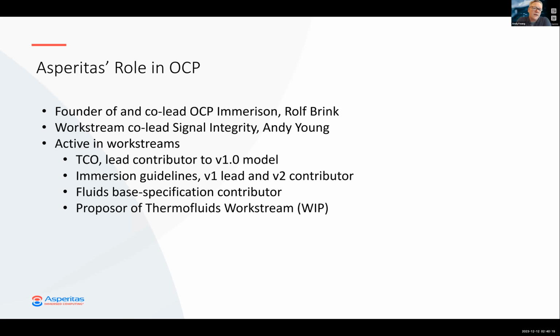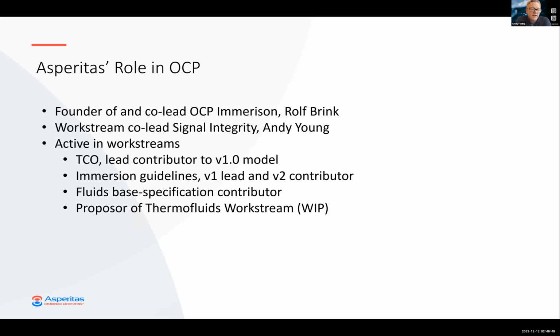And I co-lead the signal integrity work stream alongside Kai Wang from Intel. Great way to learn lots. I didn't know a lot about signal integrity when I started that work stream up, and it is super relevant for the industry, as it's the second most relevant performance area alongside thermal performance, which is important for all types of immersion cooling.